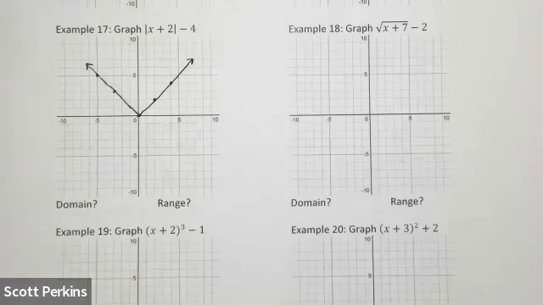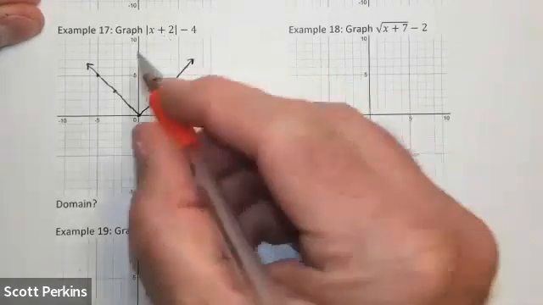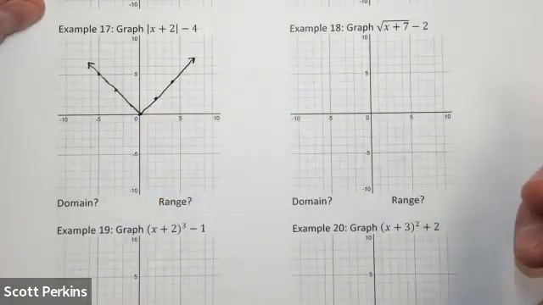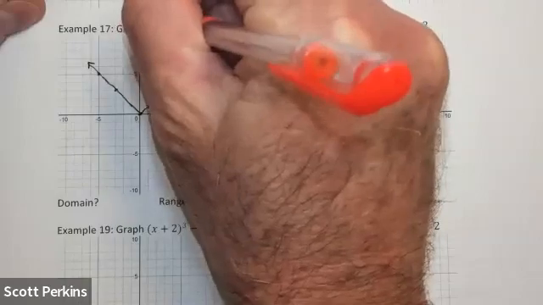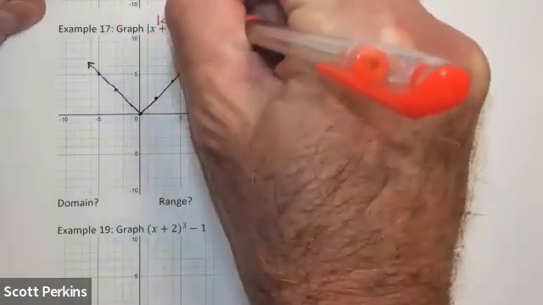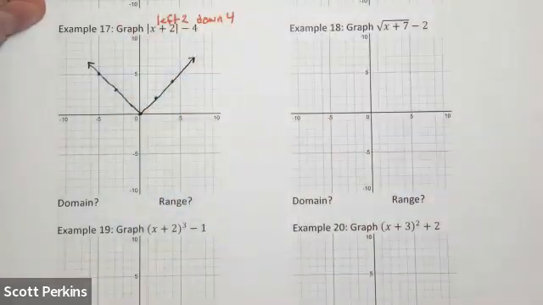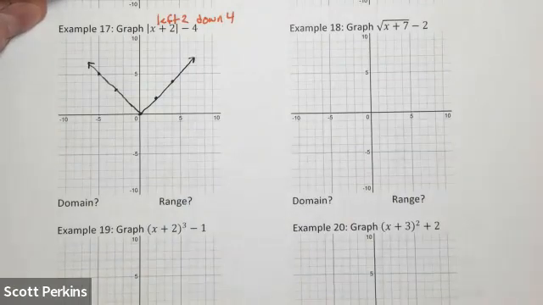All right, just so that we all know we're doing the same thing here, what two things are happening to my absolute value graph? We're going left 2. The x plus 2 means let's go left 2. And then the minus 4 means we're going down 4. So that's great. I'm going to take all of my basic points, whatever I identified there, and I'm going to move them all left 2 and down 4.